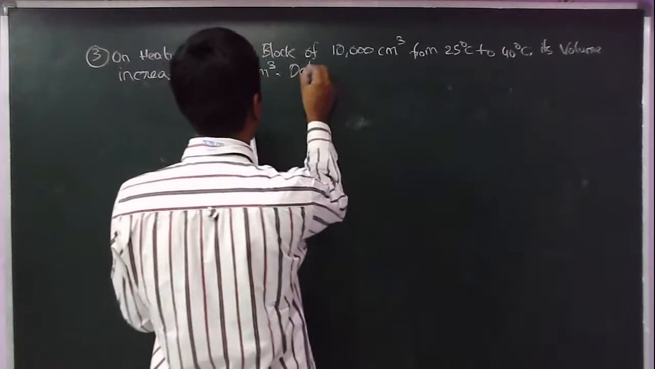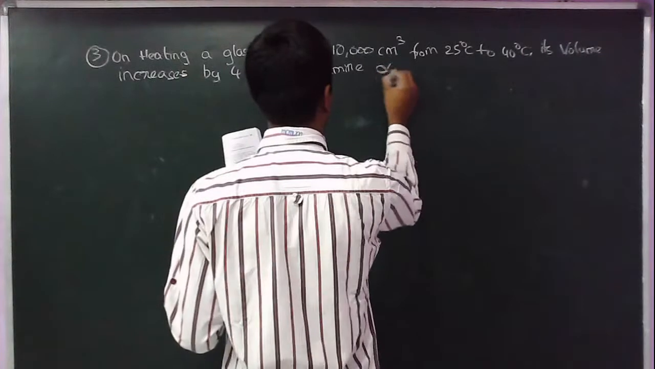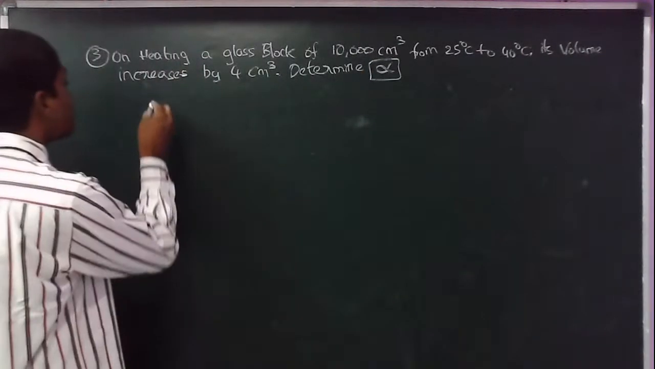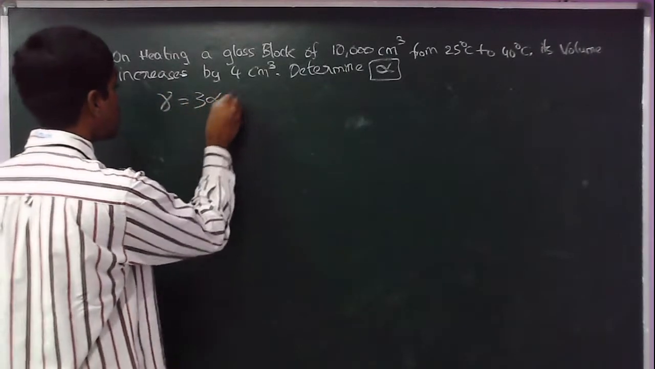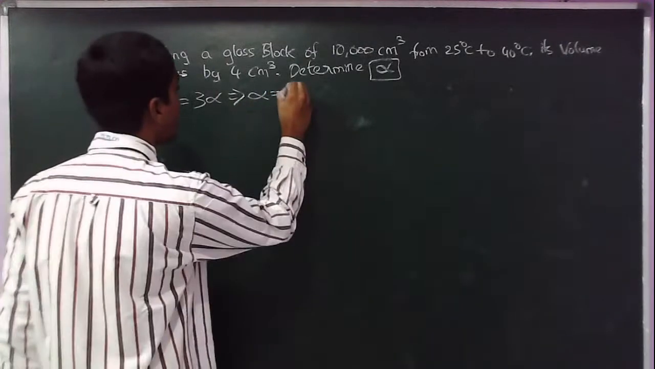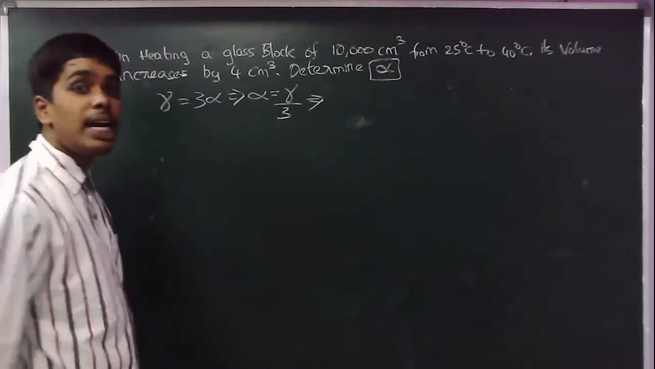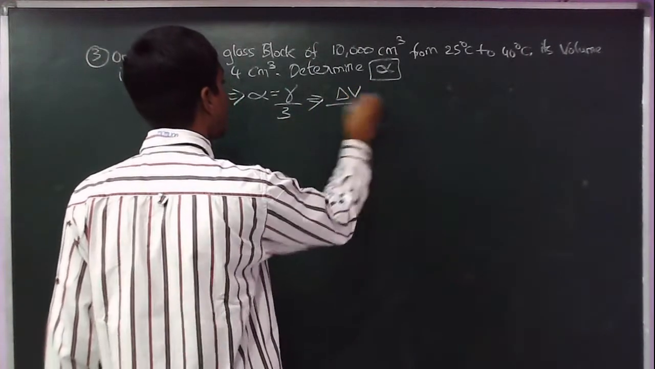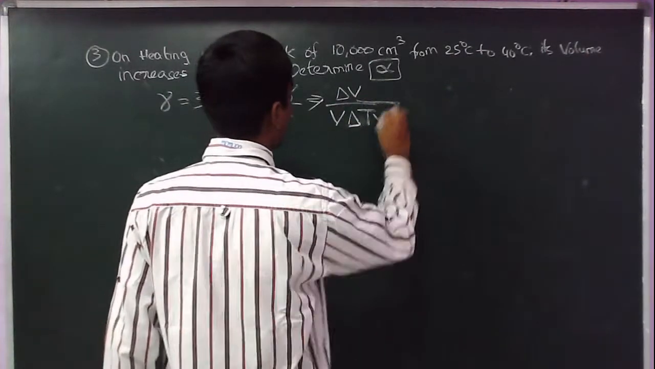Determine alpha. So we want to find out alpha. So first we want to find out beta. Beta is equal to 3 alpha. So alpha is equal to gamma by 3. It is gamma, not beta. So gamma is equal to delta V by V into delta T, into 1 by 3.